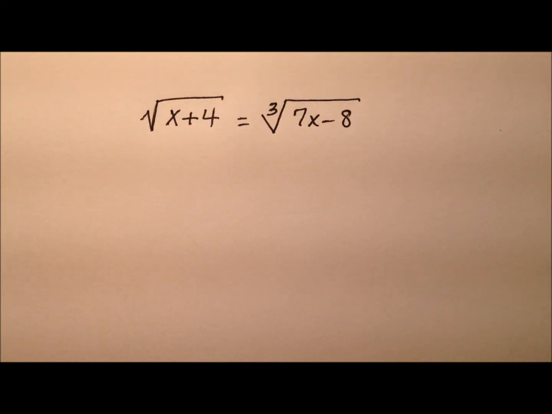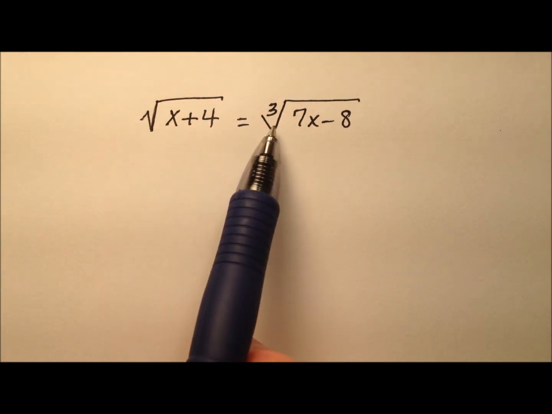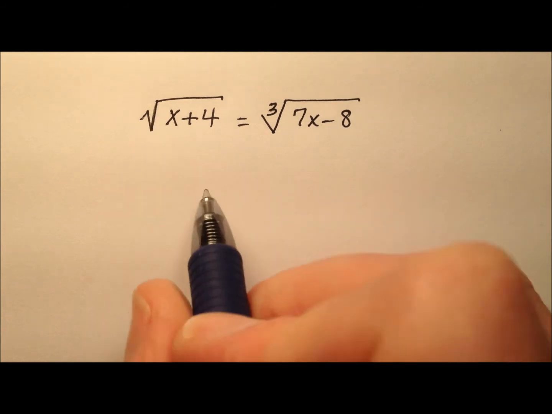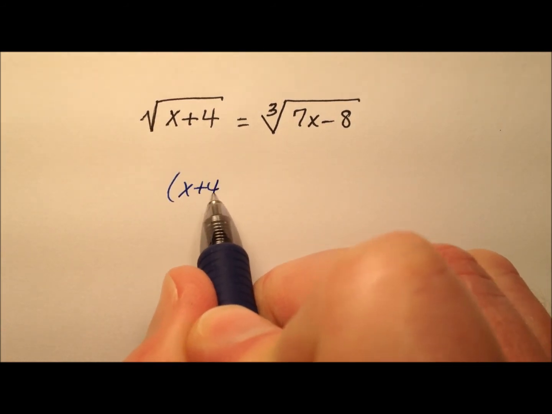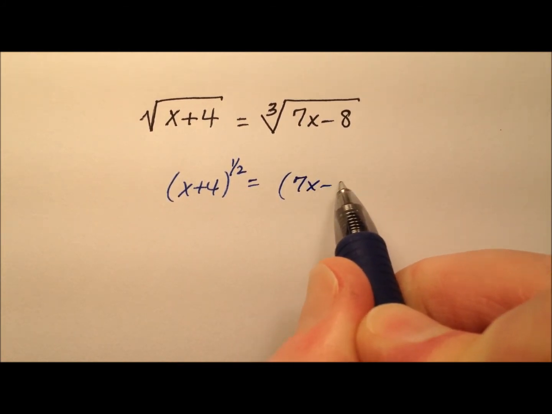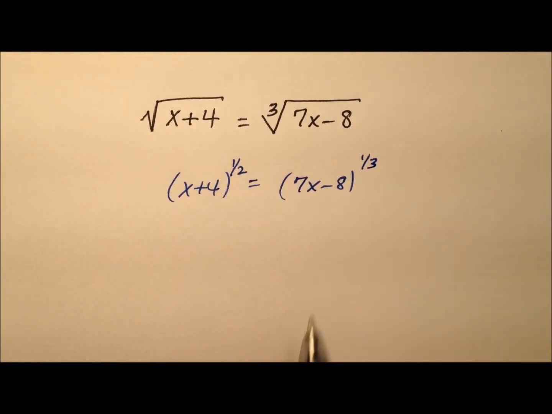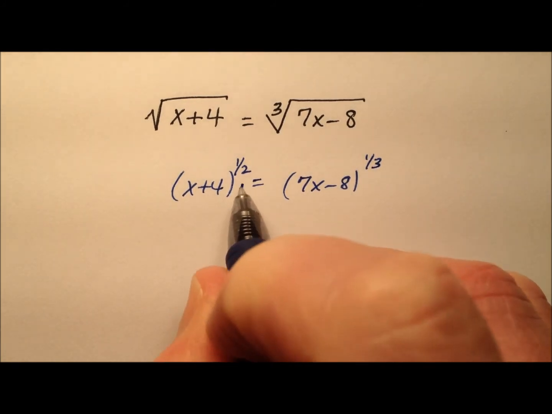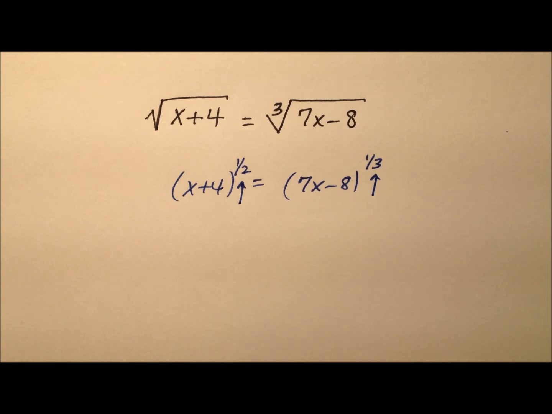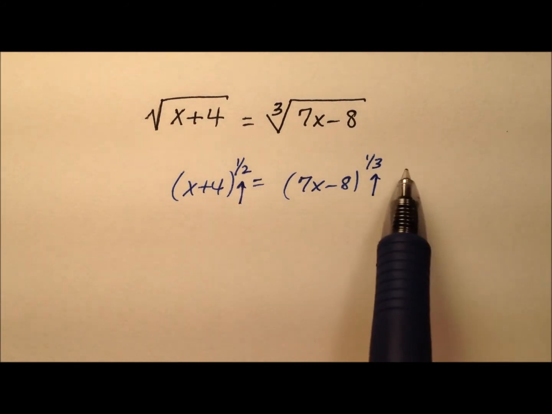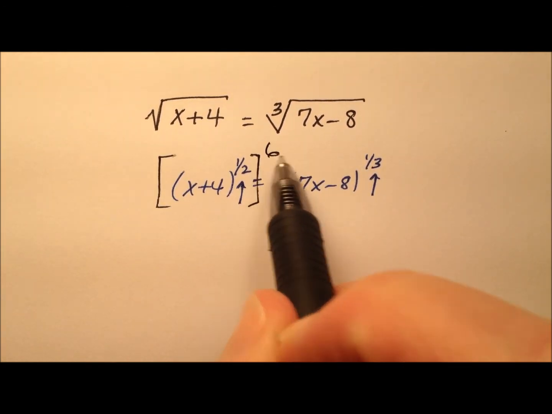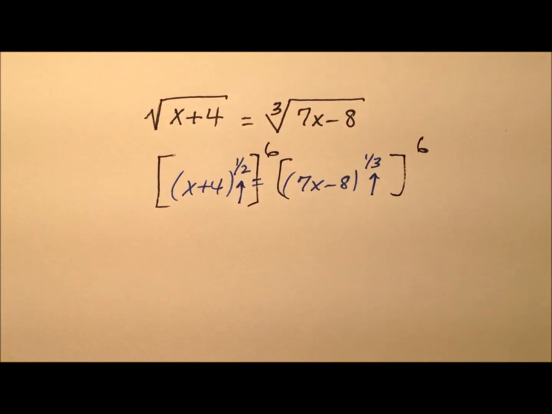So in this second method, what I'm going to do is turn each of these radical expressions into rational exponents and deal with it that way. So the square root will become, we have x plus 4 to the power of 1/2, and this cube root, of course, will become to the power of 1/3. And taking a look specifically at these fractions, the denominators are 2 and 3. So the least common denominator there is going to be 6. So what I'm going to do is raise each side of this equation to the power of 6.